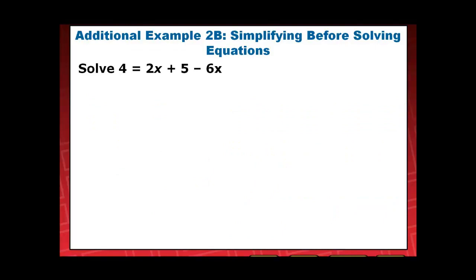We have 4 equals 2x plus 5 minus 6x. Let's take the like terms on each side.